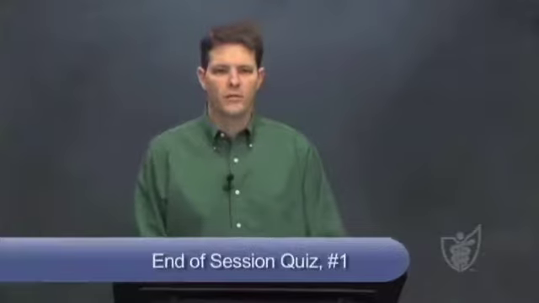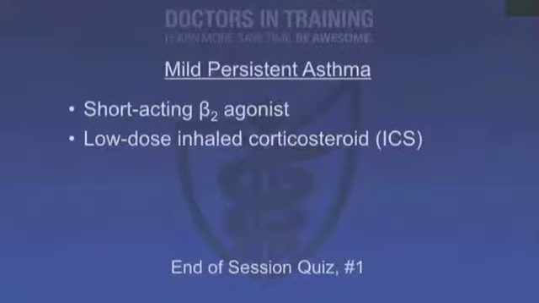The first question: fill in the blanks in the table about which agents are used for long-term control of asthma. Really, I think the first thing to do is to go back and review the classification of asthma and then fill in the table. Everyone needs a short-acting beta-2 rescue inhaler, so that's our rescue inhaler of albuterol. But now we're talking about persistent asthma, so we need to add some daily medicine to take on a routine basis, and we're going to add a low-dose inhaled corticosteroid.